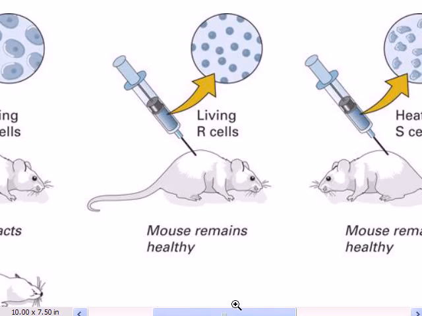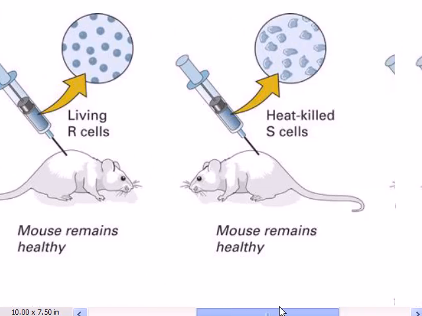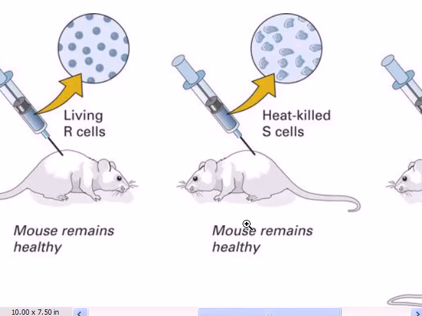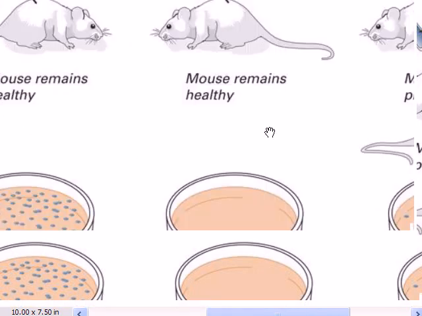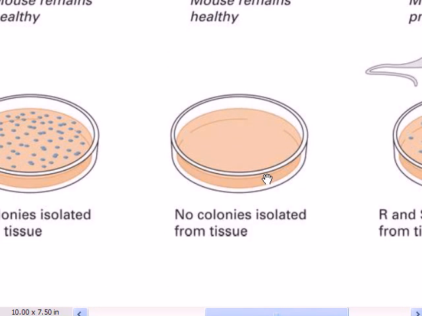Now, as you all know, you can sterilize things by boiling them in water. You can sterilize water itself by boiling it so it makes it drinkable. And how this works is that you're essentially killing the bacteria and other microorganisms in the water. So if you heat kill the S cells, denaturing all the proteins inside them, and then you inject those into the mouse, the mouse remains healthy, and you don't isolate any living bacteria from the mice.